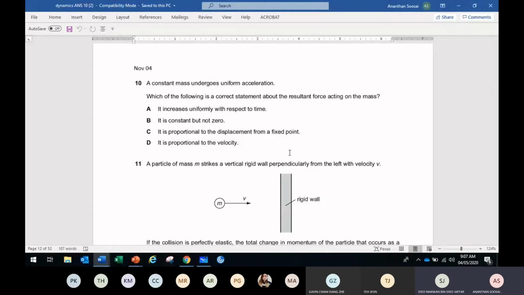A constant mass undergoes uniform acceleration. Uniform means same acceleration. Which of the following is a correct statement about the resultant force acting on the mass? B, it is constant but not zero. Yes, good. So the resultant force is constant but not zero.